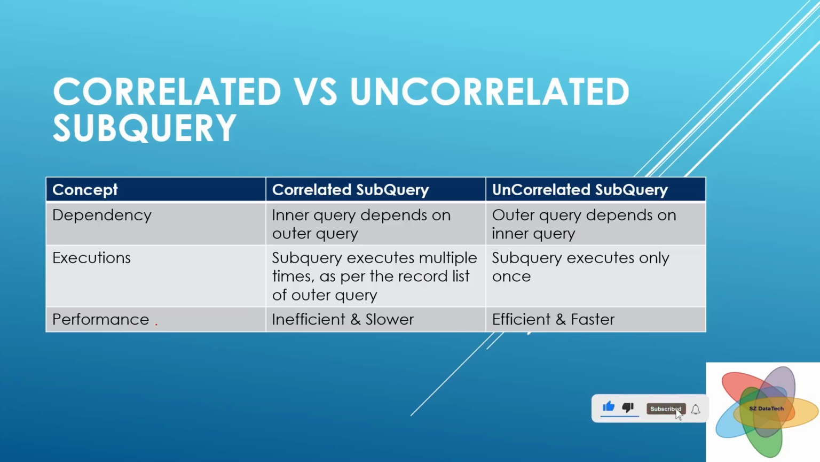Then the next point is performance. Since the subquery is executing multiple times, the performance of a correlated subquery is inefficient and a little bit slower, whereas an uncorrelated subquery is executed only once, and that's the reason performance is a little bit faster and efficient. Let's do some practical to understand subquery in more detail.